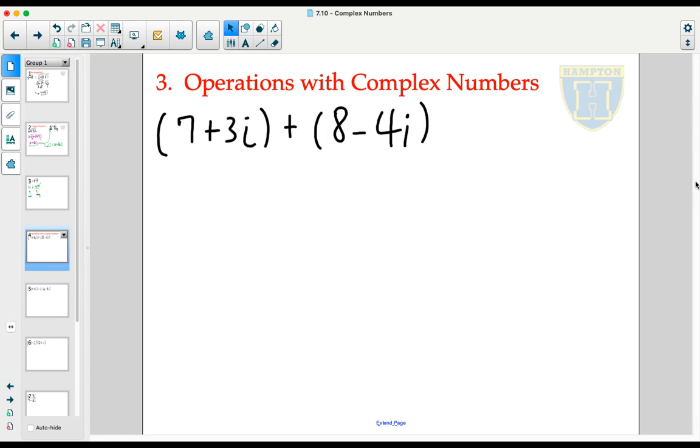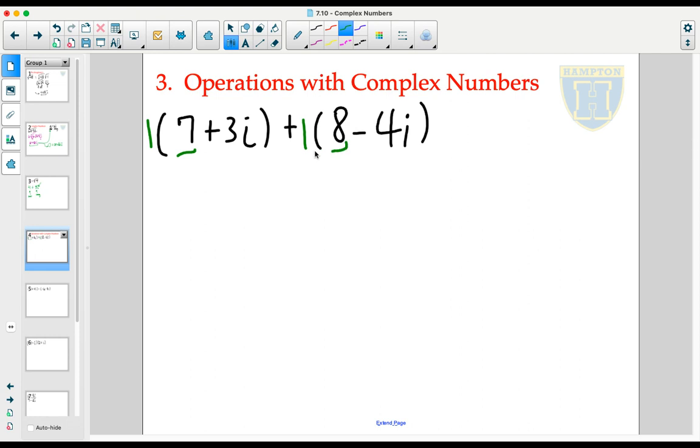We can perform basic operations with complex numbers, keeping in mind our rules for combining like terms as being important to combining those imaginary parts. So here we have two complex numbers that are being added, 7 plus 3i and 8 minus 4i. If it really helps you, you can go back to a pre-algebra, Algebra 1 understanding of these and imagine that there's ones in front of both of them. Otherwise, you can just jump right to the adding.